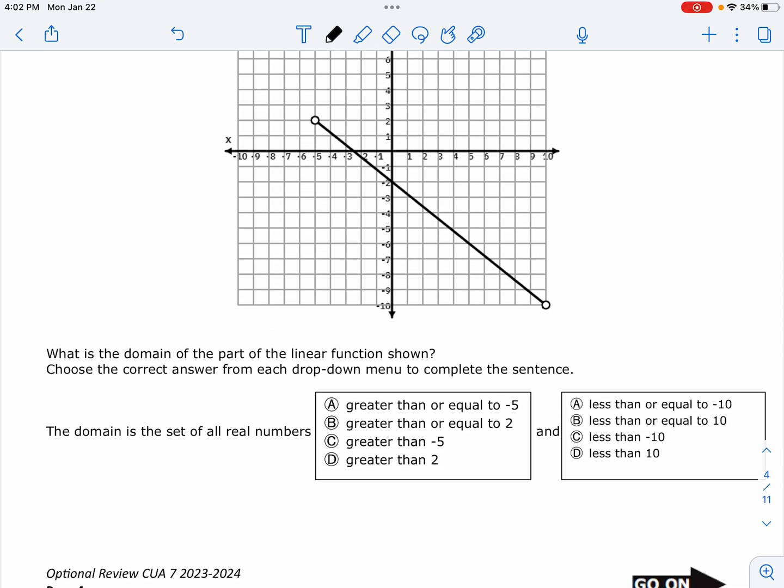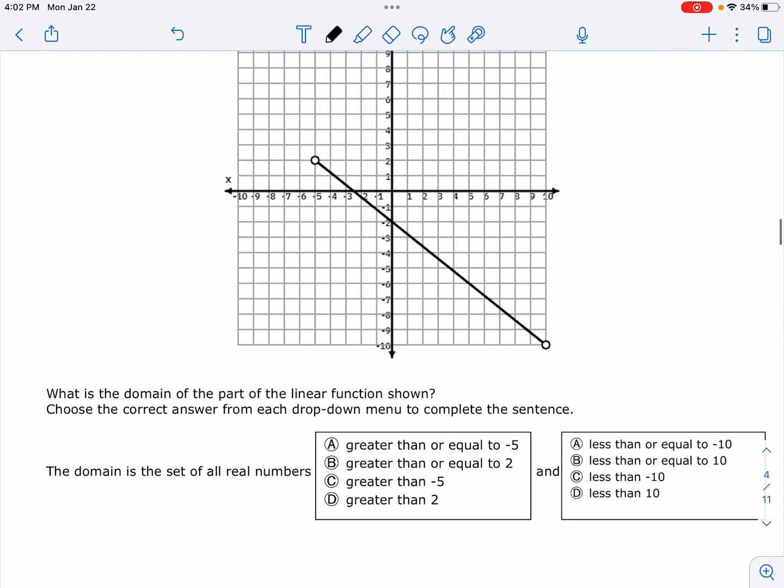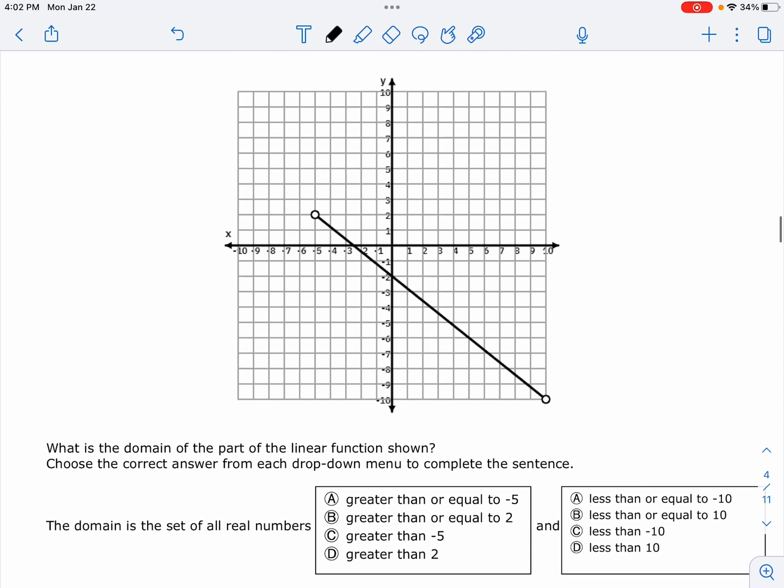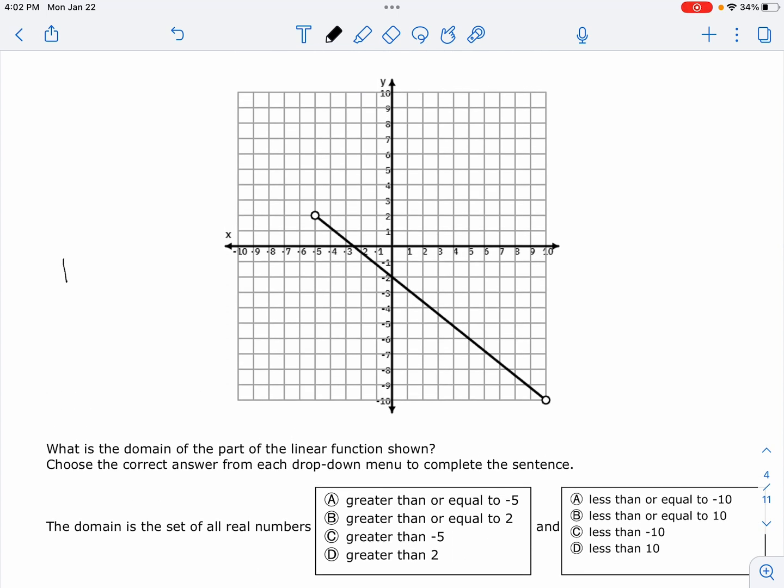Okay, we're looking for domain. So it looks like this one has some limits. This is going to be continuous. So remember, domain is X, range is Y. I'm looking for domain, so the x-axis. Follow your points back to the x-axis, and I'm going to put an x in the middle. My low point, which is negative 5. My high point, which is 10.